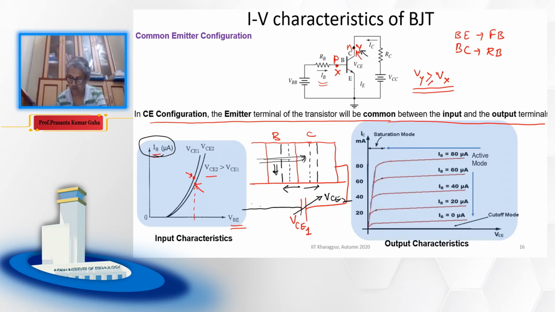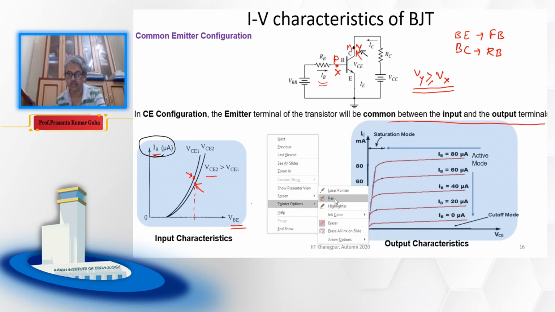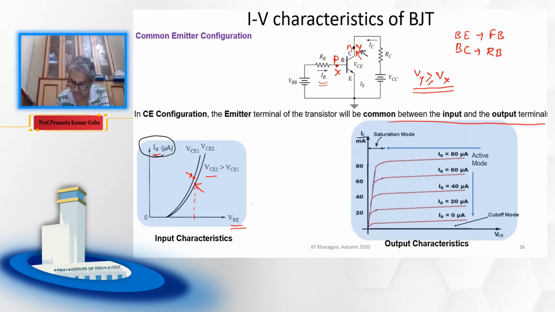Okay. Now what about these output characteristics? The output characteristics is between IC versus VCE. Okay, the output characteristics here is between IC versus VCE, but for different values of IB. Because IB is the input current and the output current is IC, for different values of VCE, I have plotted different values of IB.